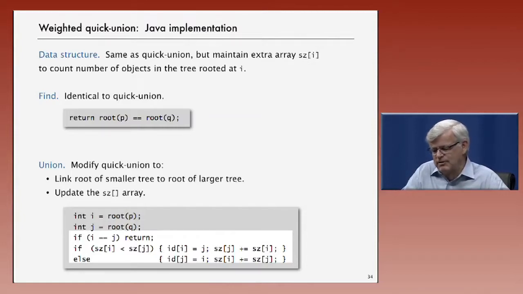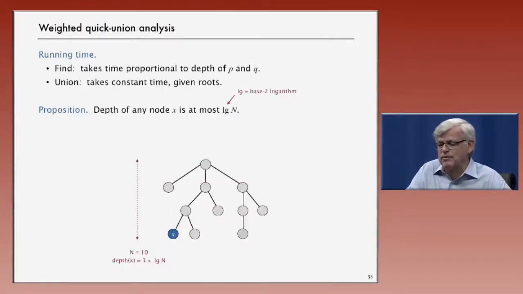And then after changing the id link, we also change the size array. If we make i a child of j, then we have to increment the size of j's tree by the size of i's tree. Or if we do it the other way around, then we have to increment the size of i's tree by the size of j's tree. So that's the full code for implementing weighted quick union. Not very much code, but much, much better performance.